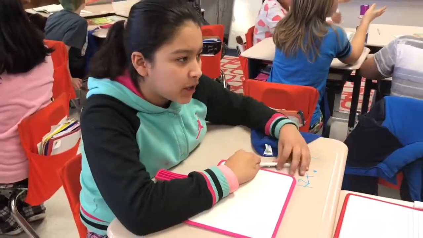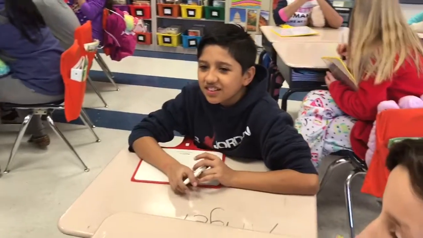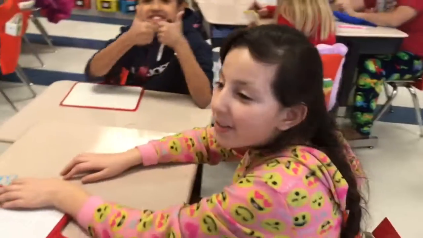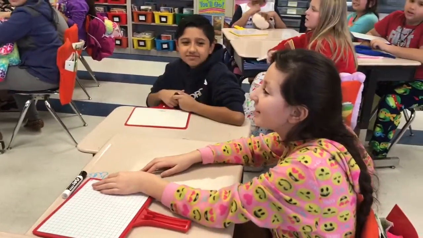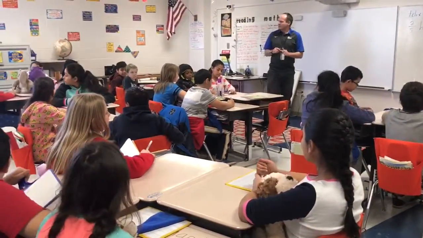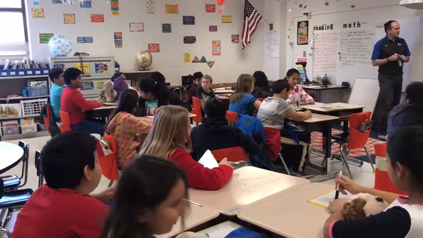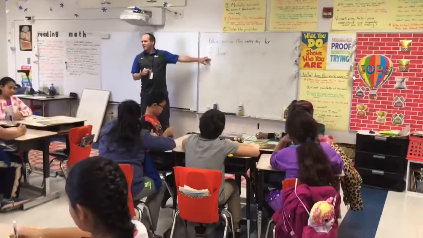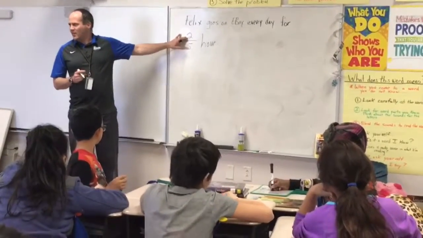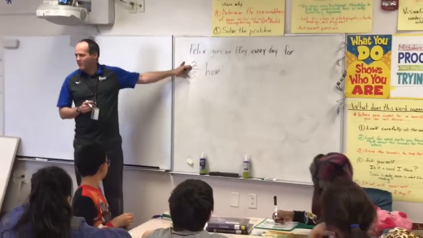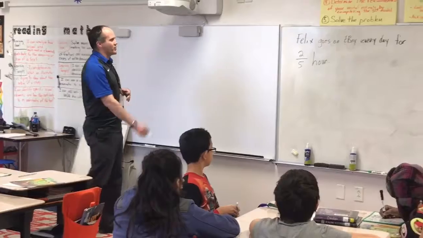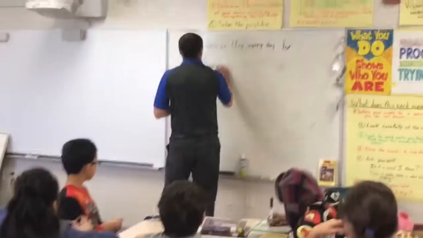Half a piece of a chocolate bar. Half a piece of pizza. A cookie. Do you agree or disagree? Agree. Because? Because you're not even close to being at a half an hour. Okay. So we broke our hour into 5 parts, and he goes on eBay for 2 out of those 5 parts. Remember, a fraction is a part of a number. So Felix goes on eBay every day for 2/5 of an hour.